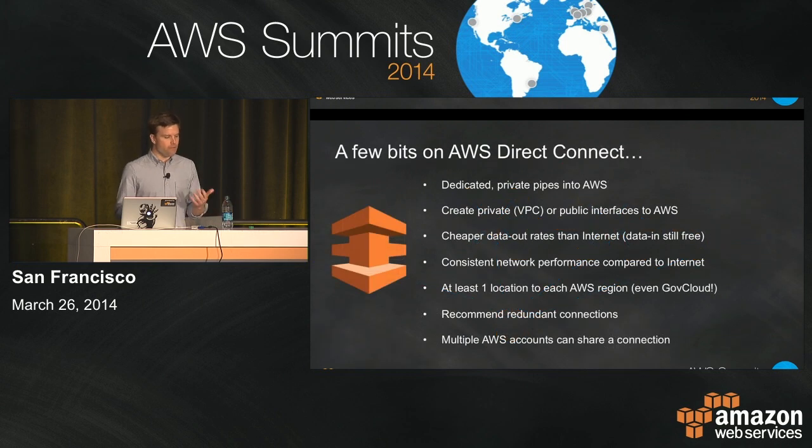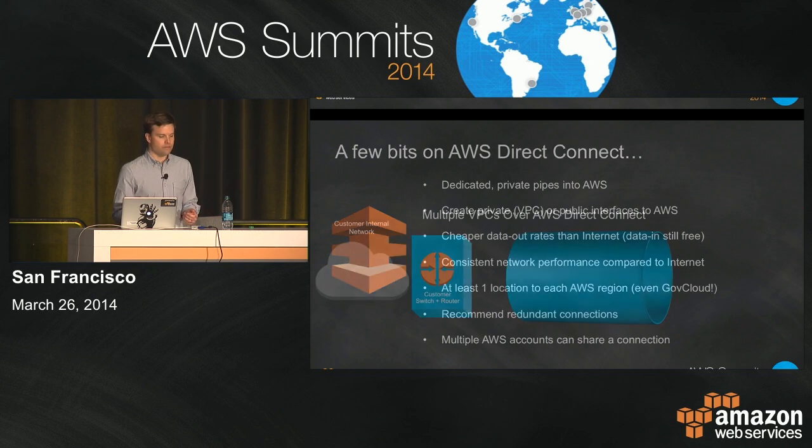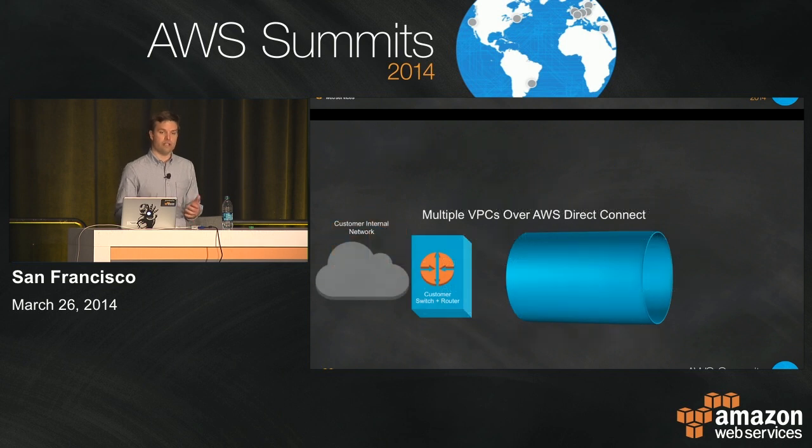A few more bits on Direct Connect. You can create private or public interfaces on the physical Direct Connect pipe. So you create these logical interfaces. The private ones are associated in a one-to-one relationship to a VPC. So obviously it has much more consistent network performance and guaranteed bandwidth. And we always recommend you have redundant connections. And you can share these physical Direct Connects across multiple AWS accounts.